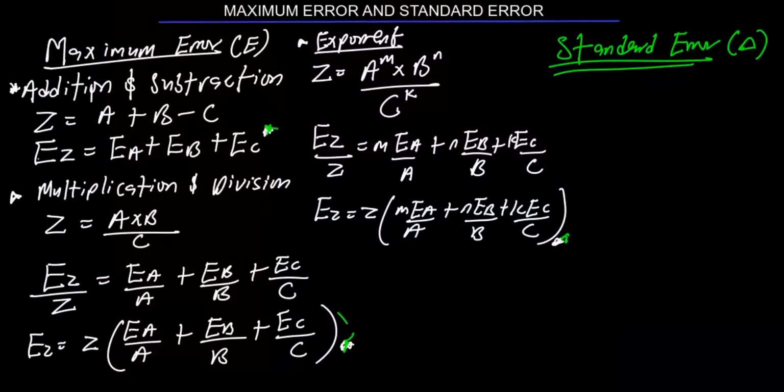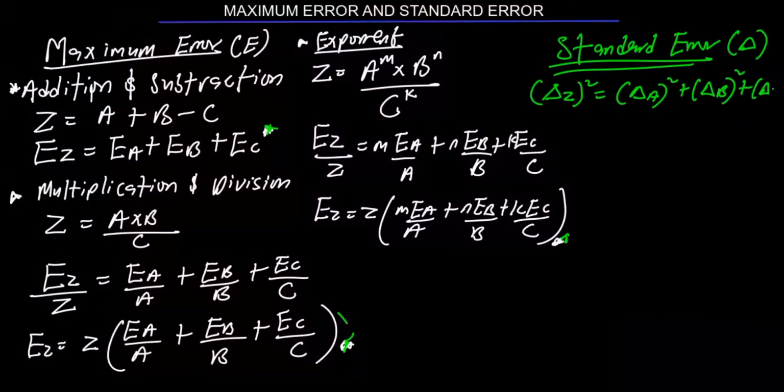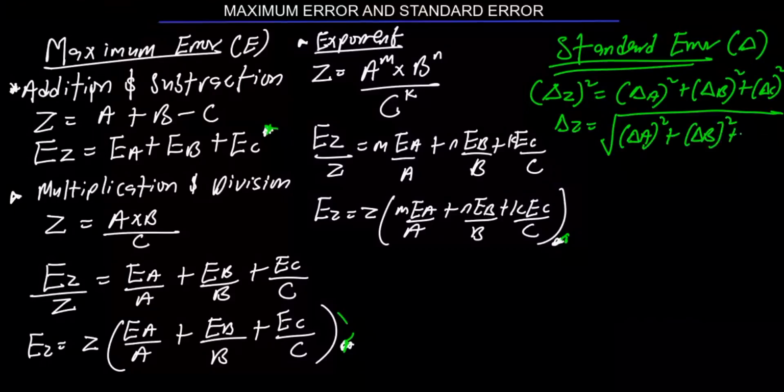So let's go. Look at this part now. Anywhere I see E, replace it with delta and square each of them. So I'll say delta Z square equals delta A square plus delta B square plus delta C square. You can see. Then for me to find my standard error in Z, I'll just square root both sides. And if I square root both sides, this square will cancel out. Then you have the square root of delta A square plus delta B square plus delta C square. And that is it. I'm done with the first part, addition and subtraction.